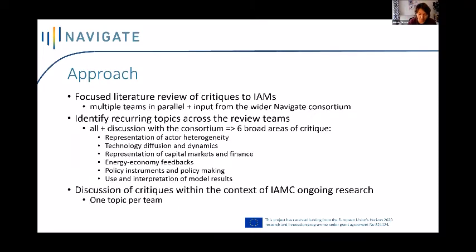We were 17 co-authors on the paper, so we all started in parallel doing a focused literature review of critiques of IAMs. We also got input from the wider Navigate consortium. Then we pulled all our findings together and grouped the recurring topics across the review teams into 6 broad areas of critique, which I will be talking about next. We split into 6 teams and took one topic per team and discussed these critiques within the context of the IAM community's ongoing research.